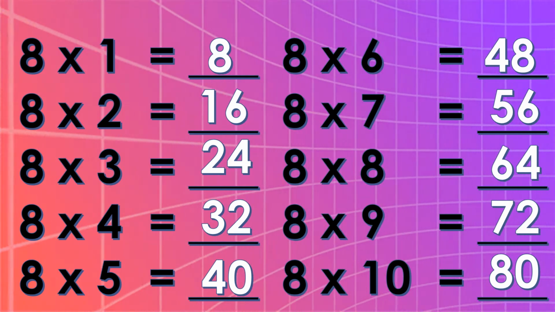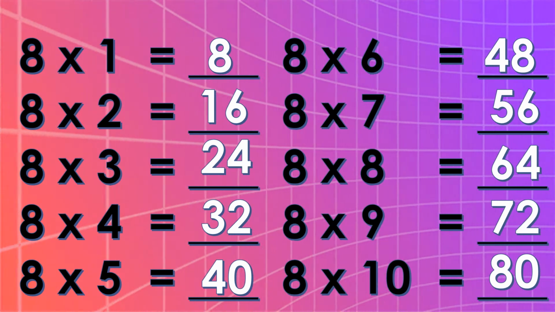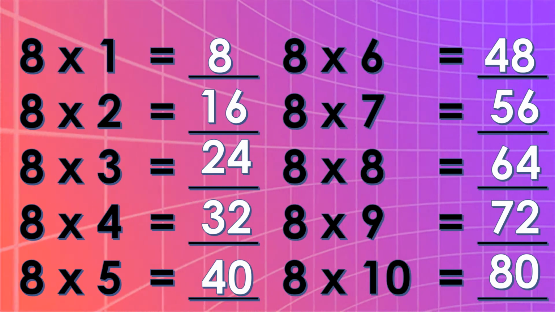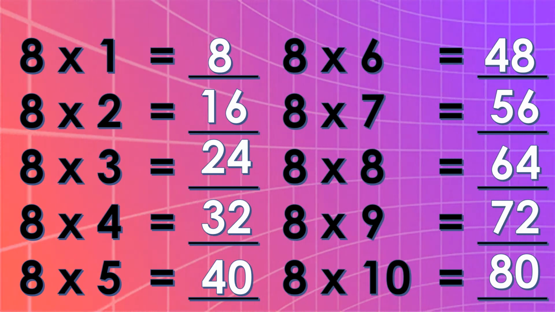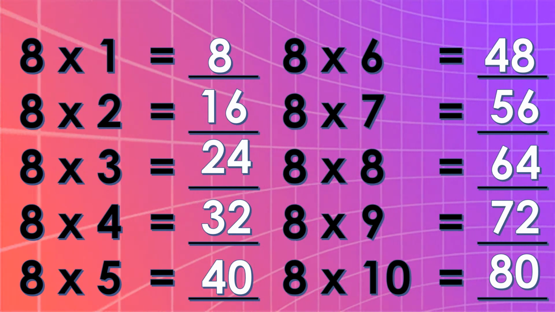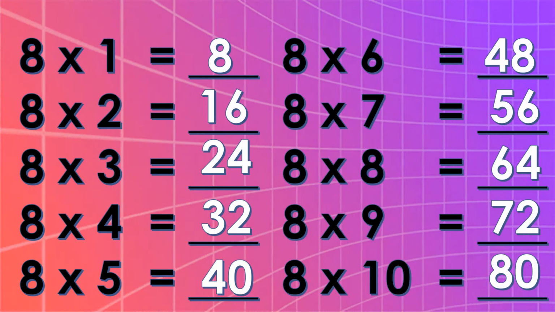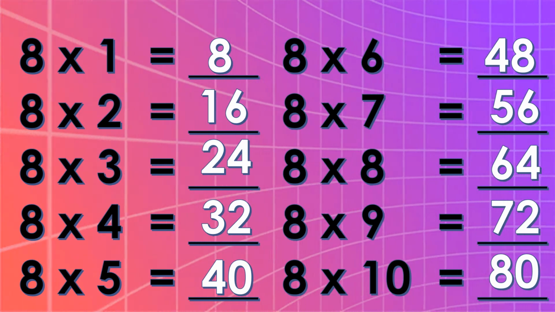So let's begin. 8, 16, 24, 32, 40. Continue. 48, 56, 64, 72, 80. Absolutely correct.